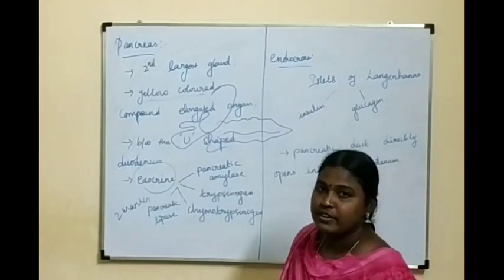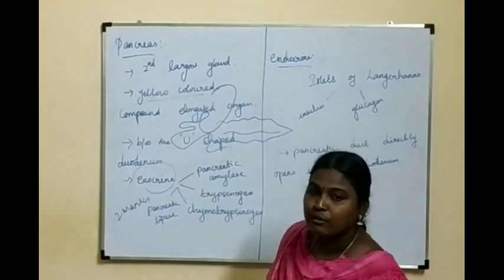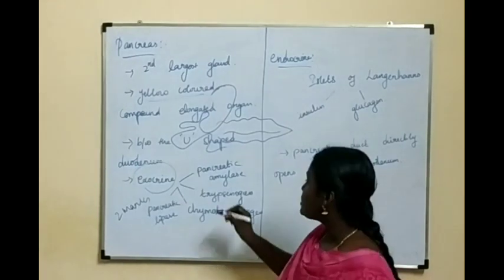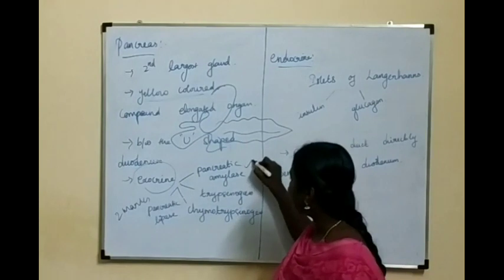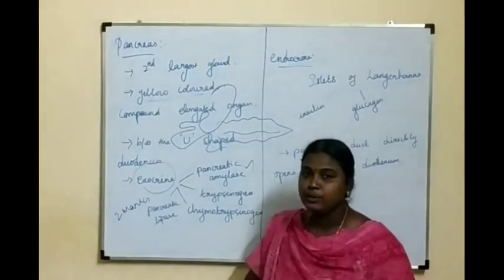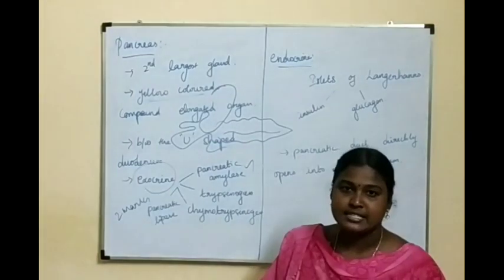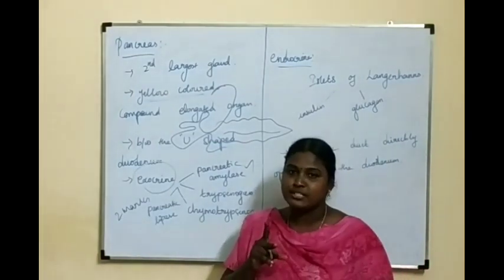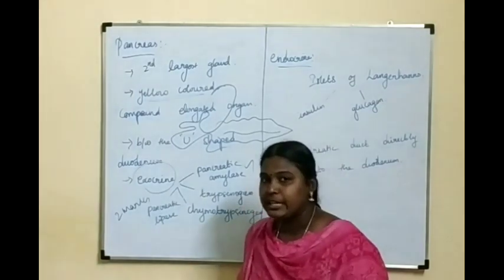In the next classes we will study in detail the role of the enzymes and how they break down food. What are the exocrine enzymes of the pancreas? One is pancreatic amylase. We already studied one amylase in the last class, the salivary amylase. So there are two amylases in our digestive system: one is salivary amylase, and another one is pancreatic amylase.